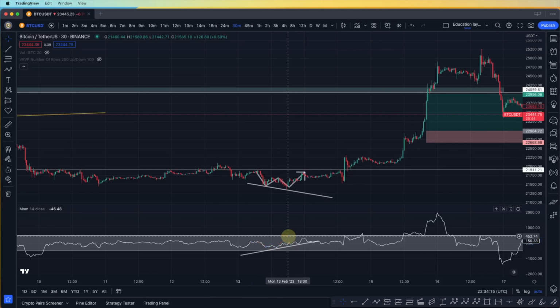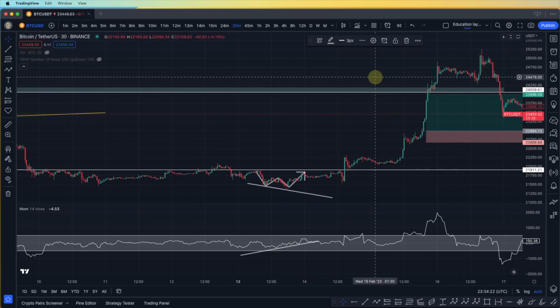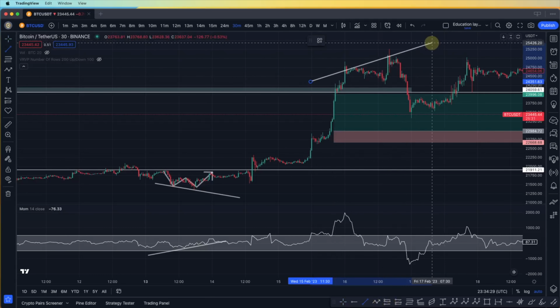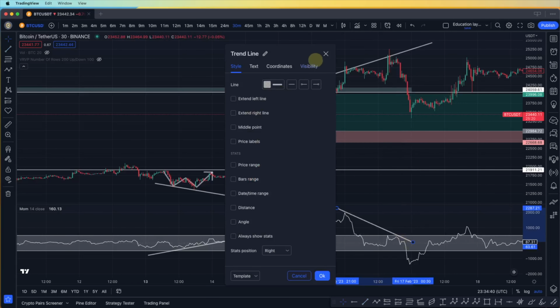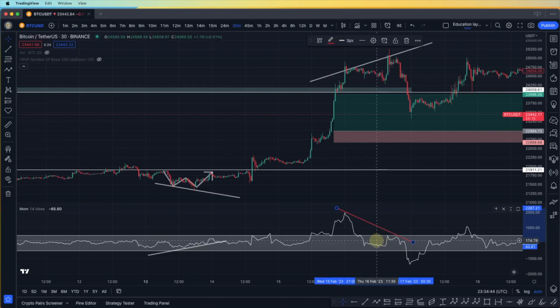Let me just quickly show you the divergence on the market. For example, this one, another example of the divergence here too. We make a higher high on the price, but on the momentum we have a divergence here. Potentially the market is reversing. That shows another divergence.